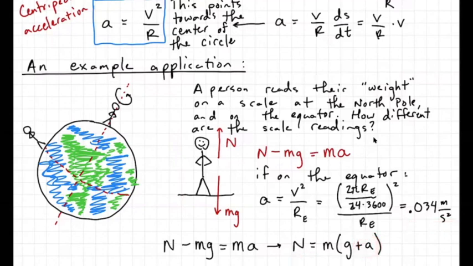So if I assume that g is 9.81, then instead of having the scale reading be my mass times 9.81, I get 9.81 minus 0.034 here, something like that. So that's a reduction of a little bit, 3%, something like that. So I'm 3% lighter on a scale at the equator than I am at the North Pole, which is kind of interesting to know. So this is an example of how you can use centripetal acceleration to start thinking through problems, a way to apply it to a specific problem.